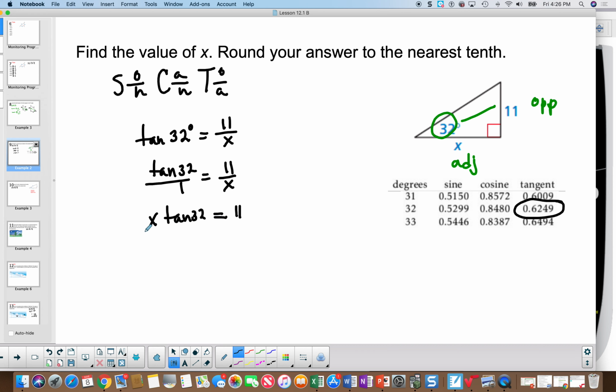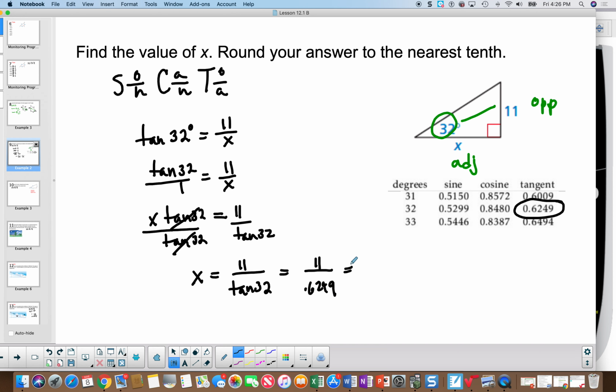Now I want to get x by itself, so I'm going to divide both sides by tangent of 32. And that's a number I'm reducing. And so x is equal to 11 over tangent of 32. So I'm going to put this in my calculator, but not yet until I substitute my tangent, which is 0.6249. And when I do that, I'll just go ahead to my calculator now. 11 divided by 0.6249. And I'm going to round to the nearest tenth, and the answer is 17.6.